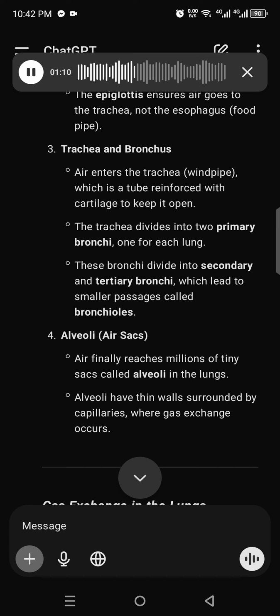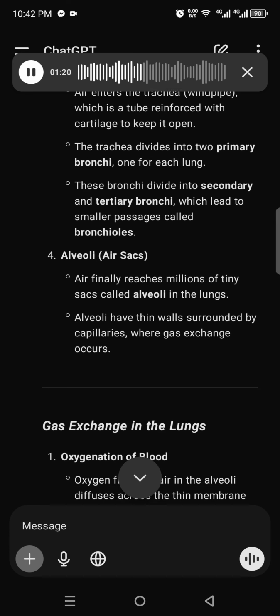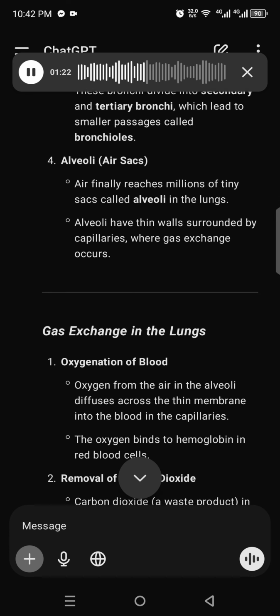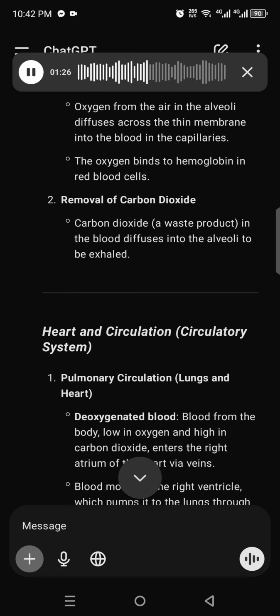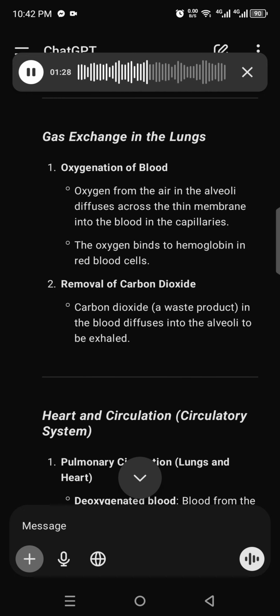Gas exchange in the lungs. 1. Oxygenation of blood. Oxygen from the air in the alveoli diffuses across the thin membrane into the blood in the capillaries. The oxygen binds to hemoglobin in red blood cells. 2. Removal of carbon dioxide. Carbon dioxide, a waste product in the blood, diffuses into the alveoli to be exhaled.